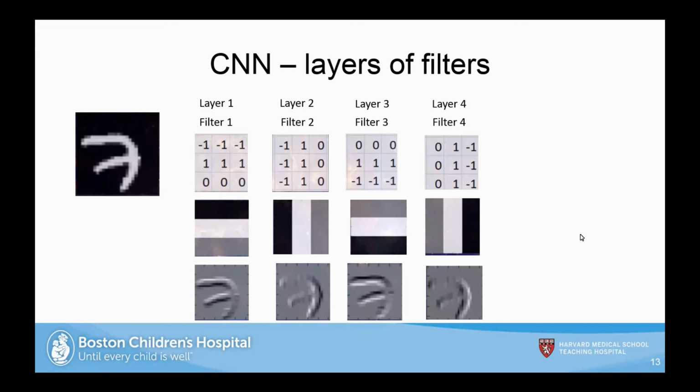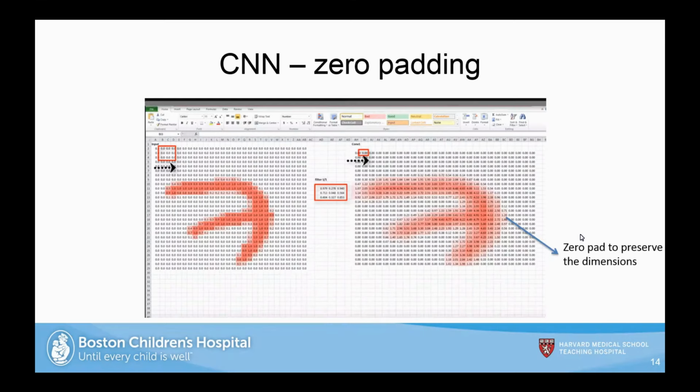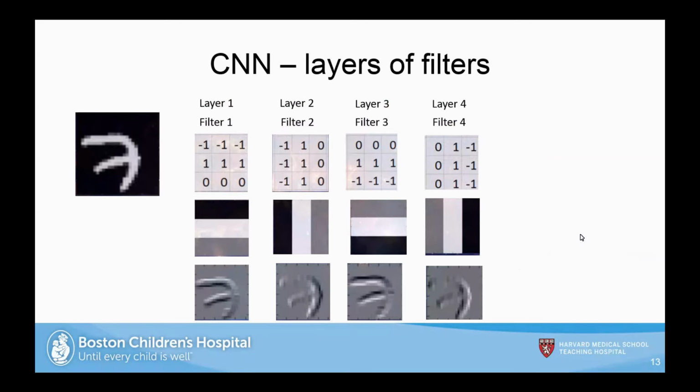And one other thing that they do, and they mentioned this in the paper, is that they actually zero pad all of their input images. So this image here would be zero padded just to preserve the size of the image as it's going through the algorithm. So if you convolve the image, you can see here that this image is smaller. And so they don't want the image to keep shrinking as it goes through. They want to maintain the original size. So they just keep zero padding these images.